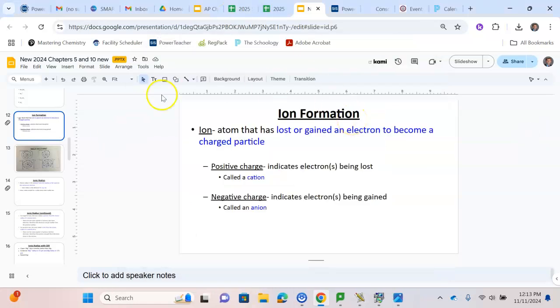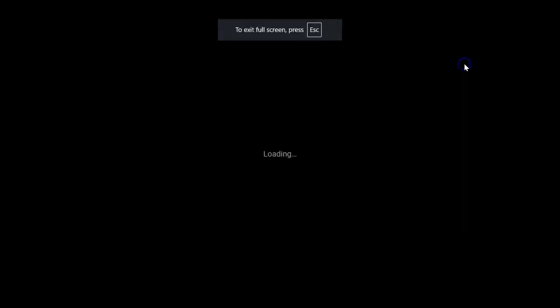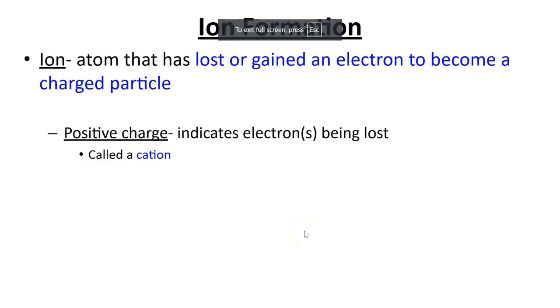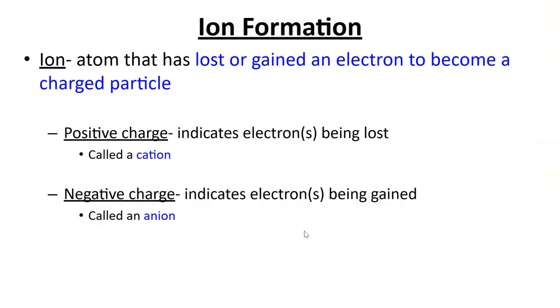Welcome back. Let's talk a little bit about ion formation here. So an ion is an atom that's gained or lost an electron to become a charged particle. Remember, an electron is negatively charged, so when you lose an electron, lose something negative, it becomes a positive ion or a cation. A negatively charged ion has gained an electron, it's gained something negative, and it's called an anion.